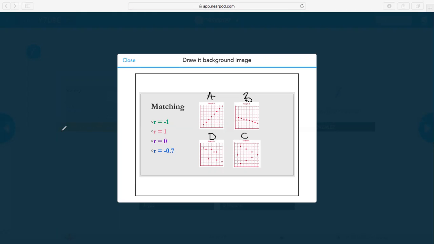All right, 30 more seconds. All I want you to do is, okay, R equals -1, I think it goes with this graph or whatever. It should be somewhat accurate.